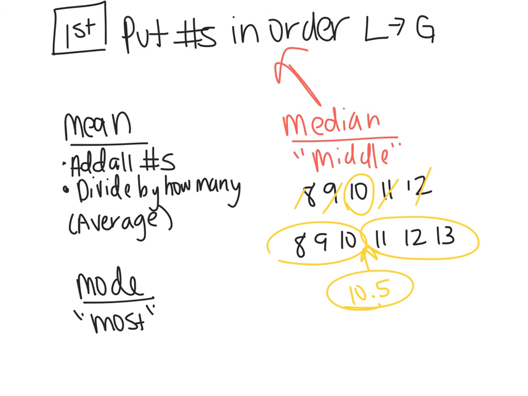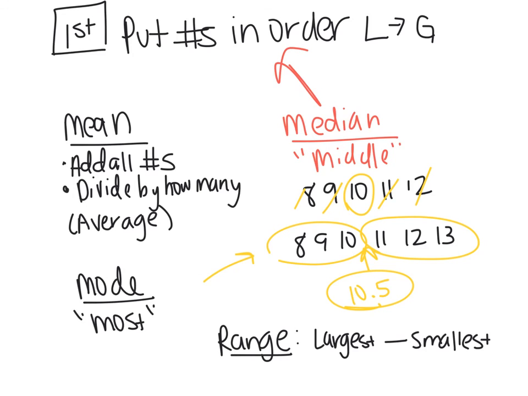The mode is the number that appears most often. So in this list of numbers that was right over here, there would be no mode because none of the numbers are repeated. And finally, the range is the difference between the smallest number and the largest number.